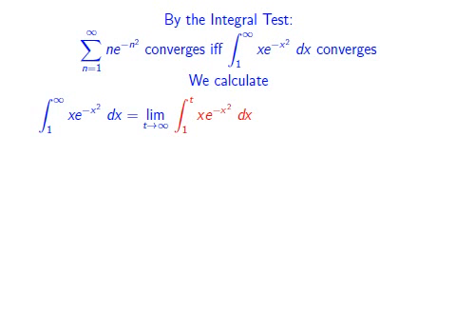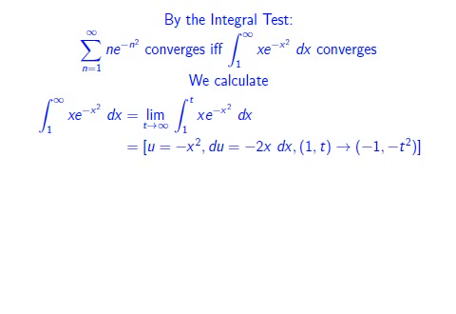In order to solve this integral, we need to perform a substitution. For that purpose, we set u equal to minus x square. Then du equals minus 2x dx. Furthermore, our limits 1 and t change to minus 1 and minus t square. Now we can transform our integral. First, we get our new limits.